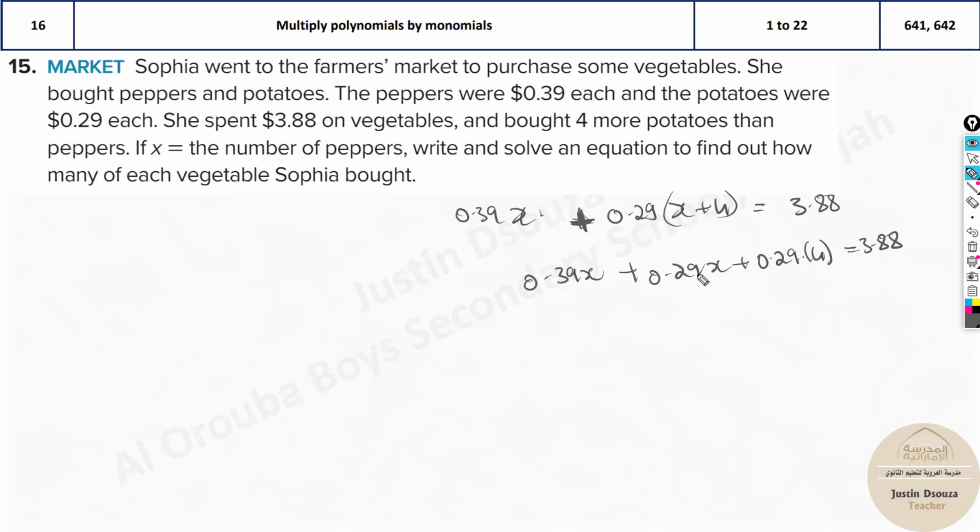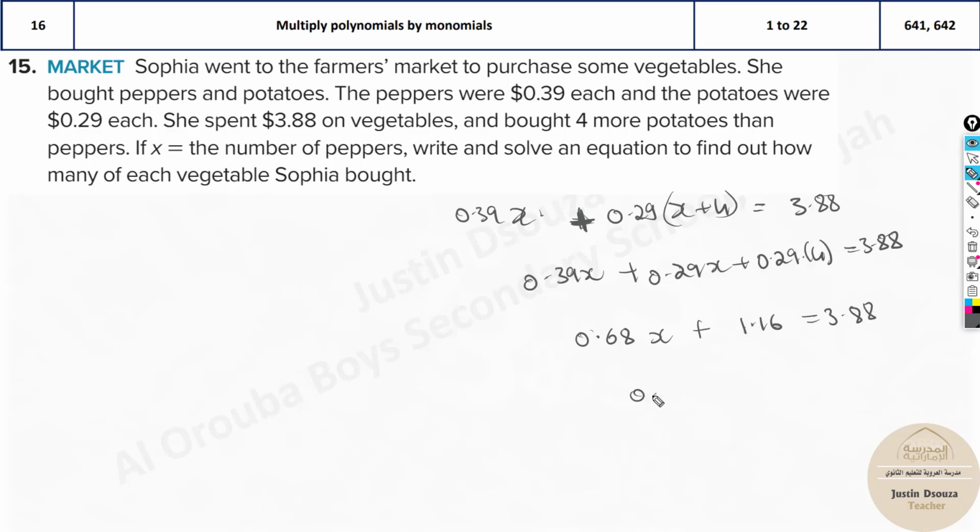30 plus 40 would be 70. 70 minus 2 is 0.68x. Now here we have 0.29 times 4. 30 times 4 is 120 minus 4. It will be 120 minus 4 is, something happened to my mind, 1.16. Okay, this is the variable, equals 3.88.